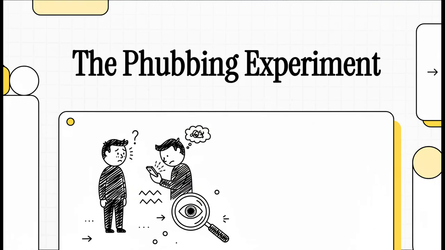Have you ever been right in the middle of a sentence with a friend, only to see their eyes kind of glaze over and drop down to their phone? Yeah, of course you have. We all have. That's the moment you get phubbed. But what if you could turn that everyday annoyance into a fascinating social experiment? So how would you actually study it? Let's break down how you can become a phubbing researcher right now.